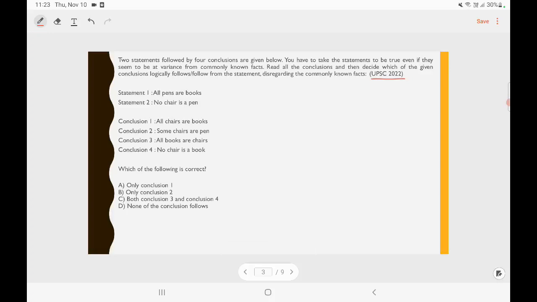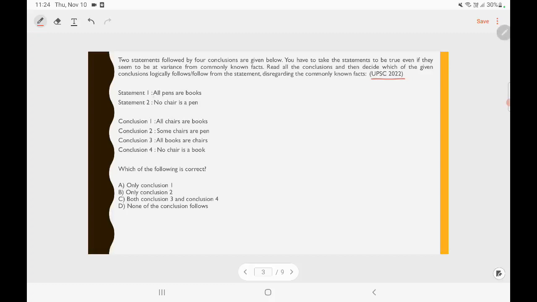I'll be telling you 3 methods to solve this question. One is by drawing the Venn diagrams as usual. Second is using representative symbols, which I'll tell you how to do. And third is by eliminating extreme statements. These 3 methods are actually very important. So let's move on with the solution.